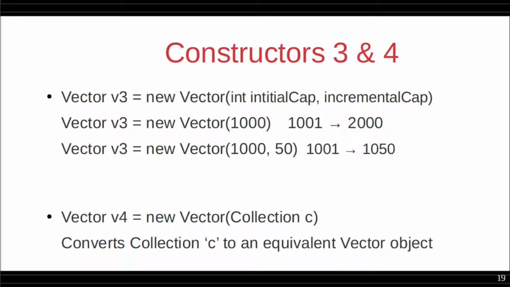So if we have a vector, let's say 1,000 cells, and we just need room for a few more, it would be such a waste to double our list again, to have 2,000 cells, and we only need 5. So this is how we can take care of that. And by now you are no stranger to this constructor, which converts one collection object to another. So those are the constructors available to the vector class.